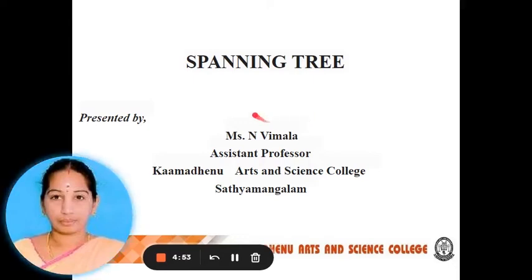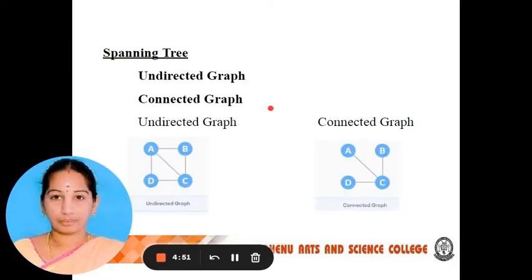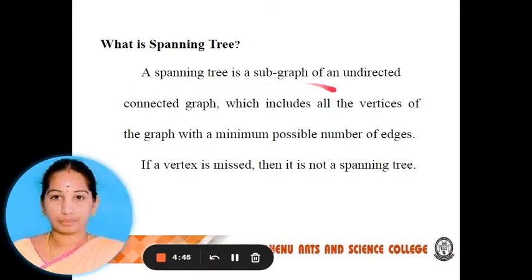Today we are going to discuss spanning tree. A spanning tree is a subgraph of an undirected connected graph which includes all the vertices of the graph with a minimum possible number of edges. If a vertex is missed, then it is not a spanning tree.